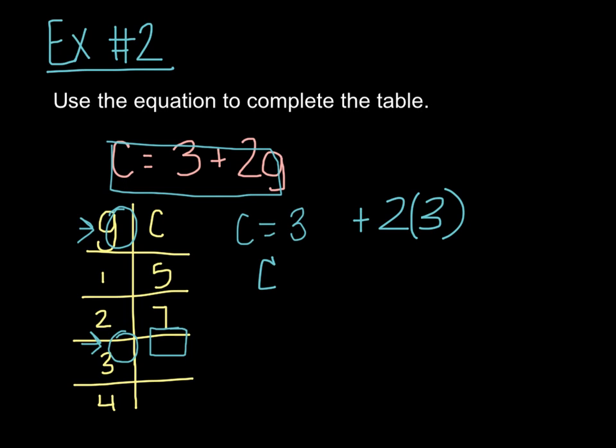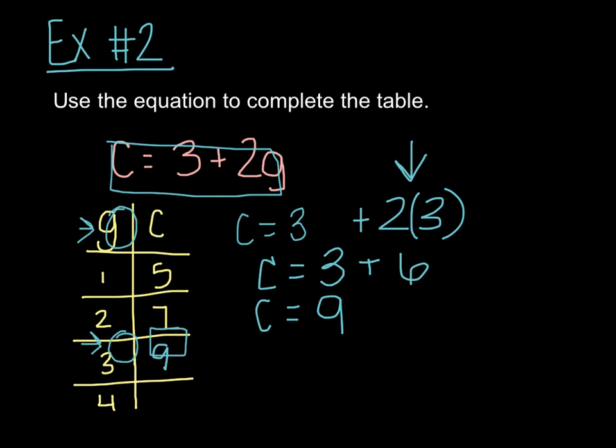And now I solve. Remember your order of operations, you have to do multiplication before you add. So I have C equals 3 plus 2 times 3 is 6. And now I can add 3 plus 6 is 9. So that's my missing value.